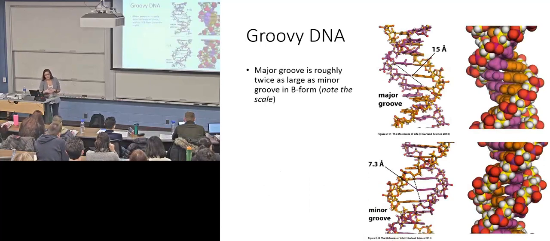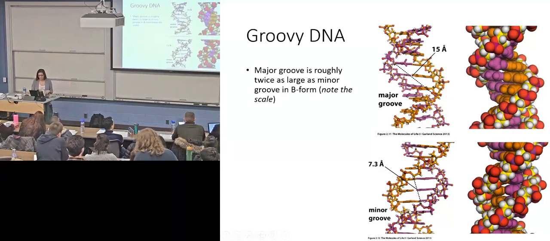So the major groove is roughly twice the size of the minor groove in B-form DNA, and you can see this based on the scale. These spherical versions are hard for me to personally visualize. It's always hard for me to decide what stick model I prefer. But what you can see here is that across the entire major groove is about 15 angstroms, and then in the minor groove, closer to 7.